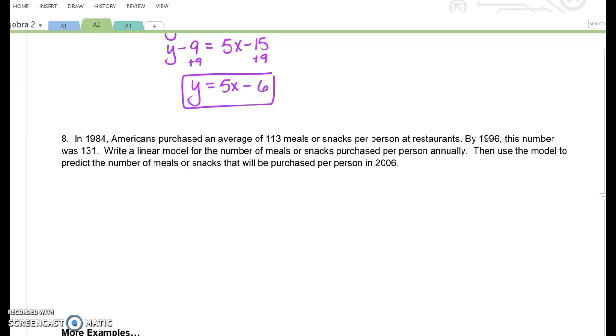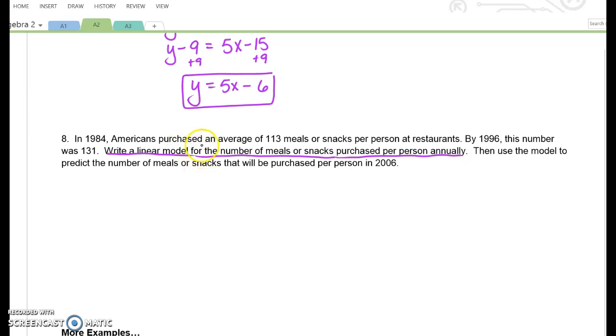So in 1984, Americans purchased an average of 113 meals or snacks per person at restaurants. By 1996, this number was 131. Write a linear model for the number of meals or snacks purchased per person annually. Our first task is to write a linear model.